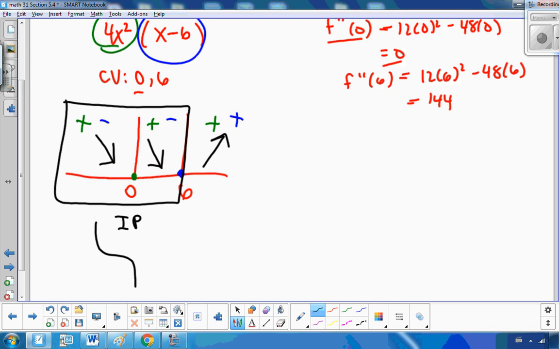If I put in x equal to 0 into the original equation, I'm going to have y equals 0 to the 4 minus 8 times 0 cubed. So that's a value of 0. So I know I have an inflection point at 0, 0.